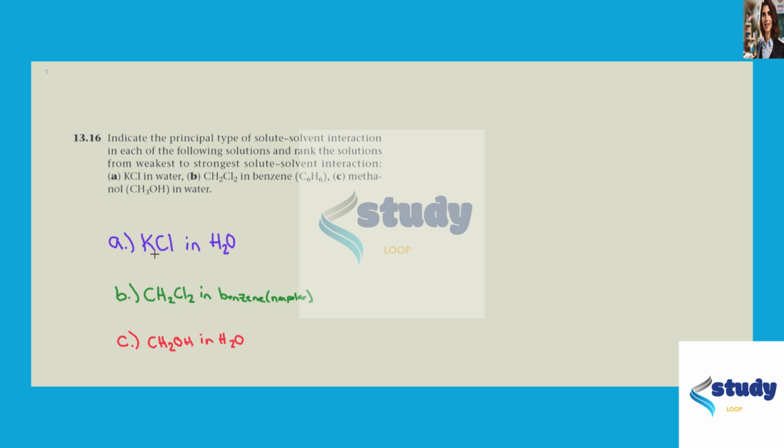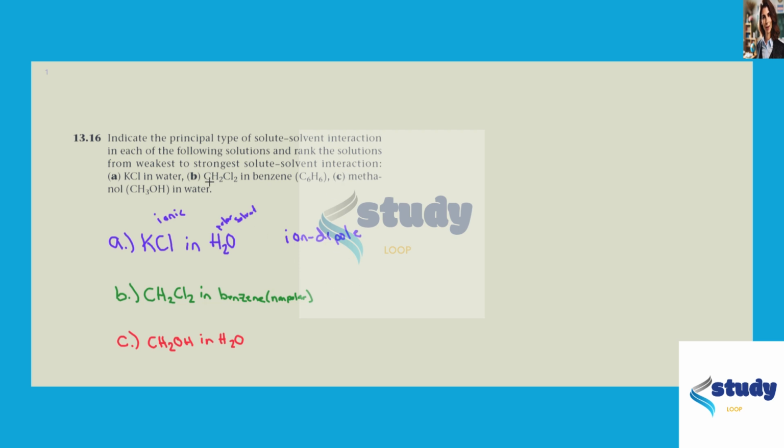We already have it written down, KCl, which is ionic, and we have a polar solvent. So what kind of interaction do we have? We have an ion-dipole interaction. Awesome. We have the dipole positive and negative side, positive for hydrogen, negative for water, and then we have KCl, which breaks apart in water and makes ions. So let's look at our next one.